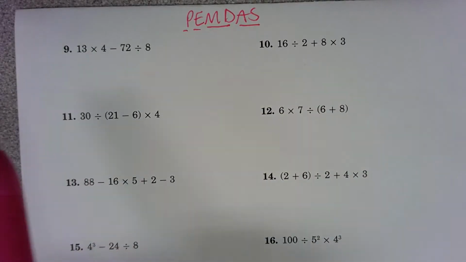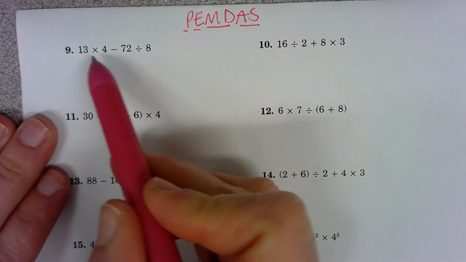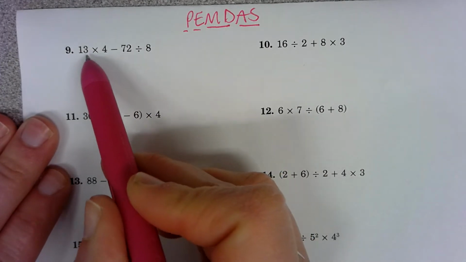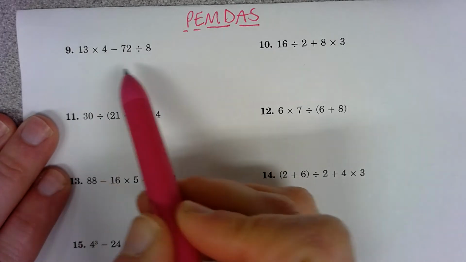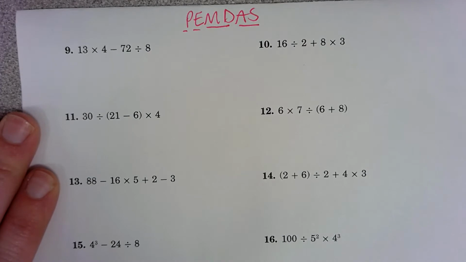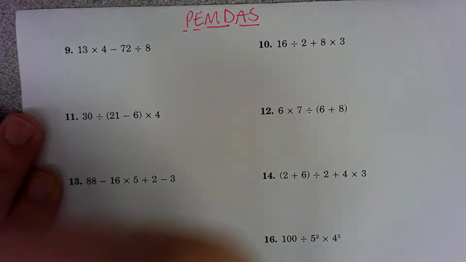So let's look at this. Number 9, we have multiply, subtract, and divide. So I'm going to multiply these guys together first. And remember, I'm going to only do one step at a time. I'm going to rewrite the whole rest of the problem underneath each time. So it's focusing on just one simple part of the problem first.